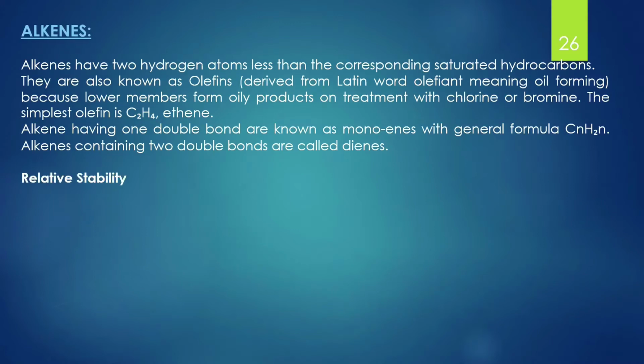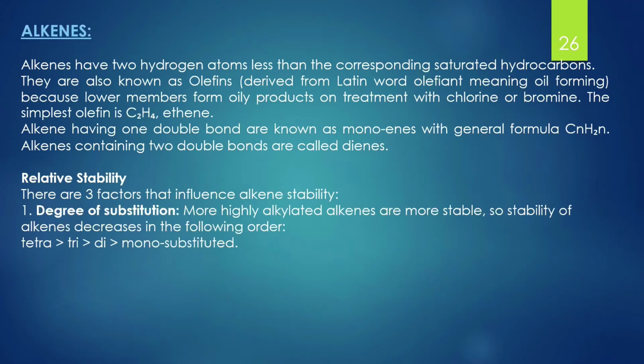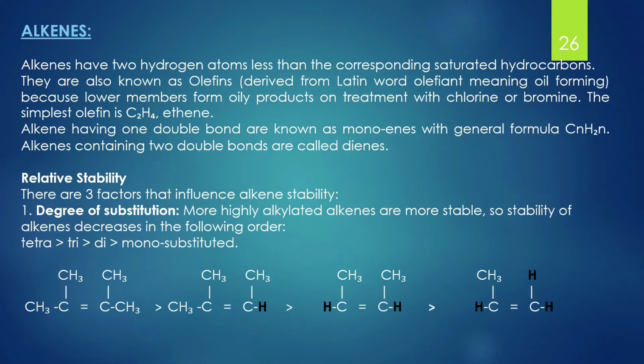Let's talk about the relative stability of alkenes. There are three factors that influence alkene stability. Number 1, degree of substitution. More highly alkylated alkenes are more stable, so the stability of alkenes decreases in the following order: tetra-substituted alkene is more stable than tri-substituted, which is more stable than di-substituted, which in turn is more stable than mono-substituted alkene.